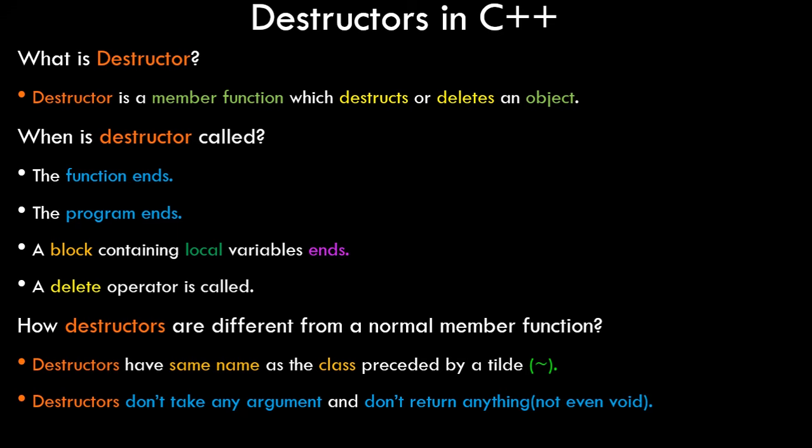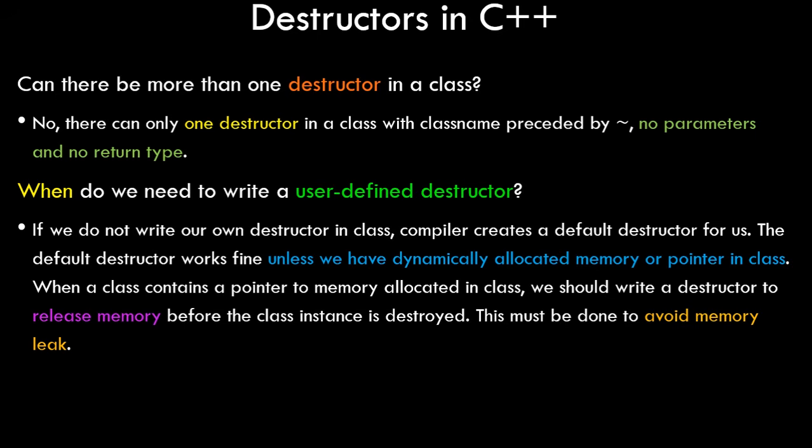And lastly, destructor don't take any arguments and don't return anything, not even void. So in this case, they do not take any arguments also. So there is no different types of destructors. There is only one type of destructor in this case. So can there be more than one destructor in a class? So as I mentioned, there can be no different type of destructor. So no, there can be only one destructor in a class with a class name preceded by tilde and no parameters and no return type.